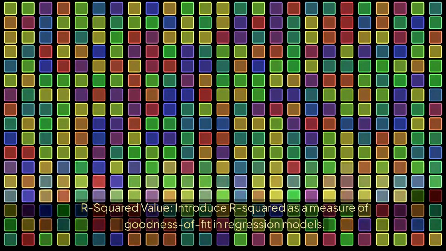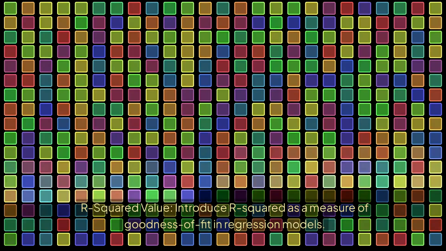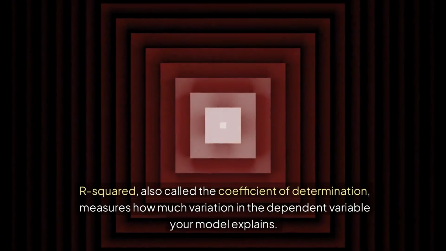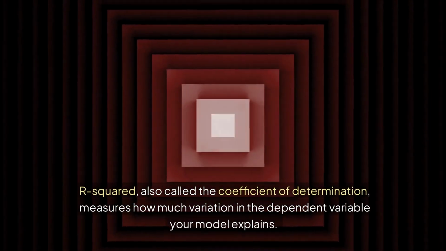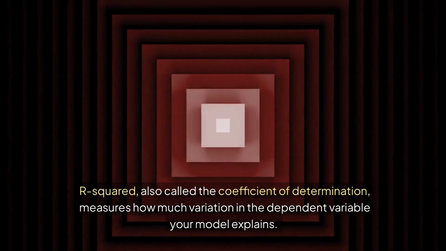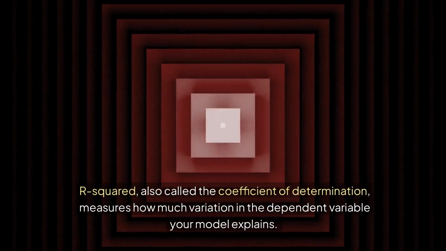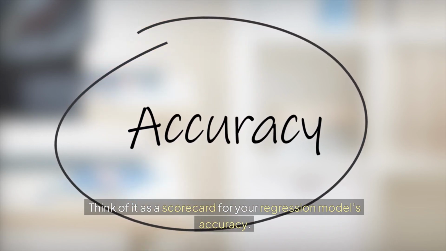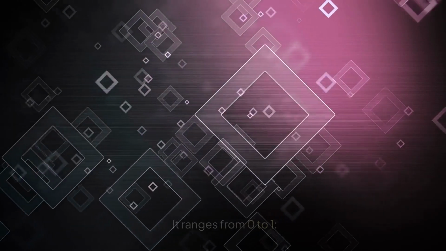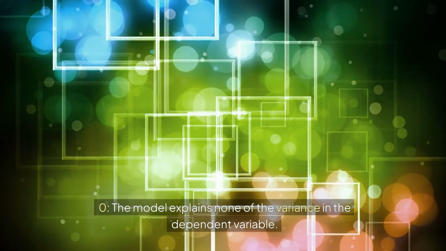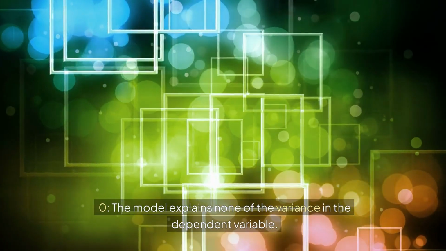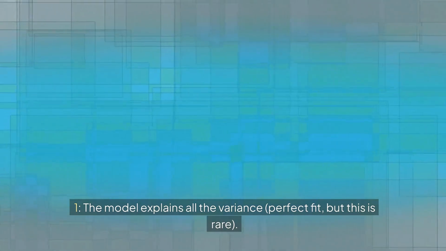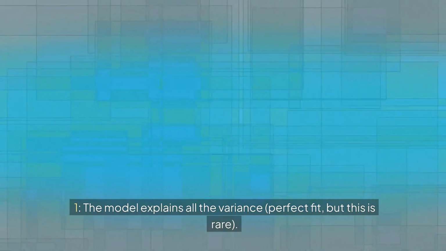R-squared value. Introduce R-squared as a measure of goodness of fit in regression models. R-squared, also called the coefficient of determination, measures how much variation in the dependent variable your model explains. Think of it as a scorecard for your regression model's accuracy. It ranges from 0 to 1. 0: the model explains none of the variance in the dependent variable. 1: the model explains all the variance, perfect fit, but this is rare.